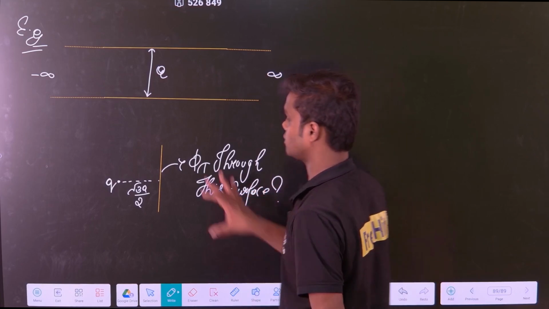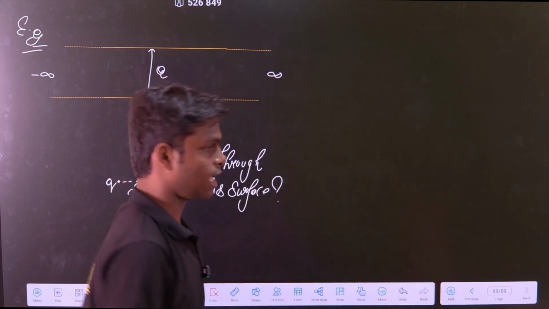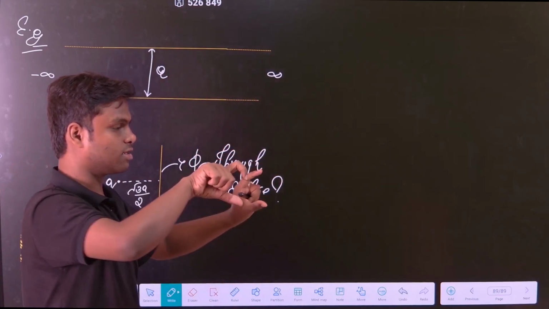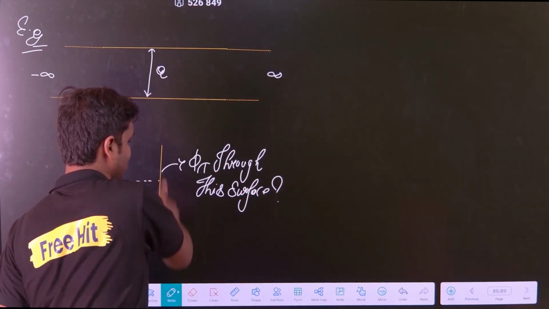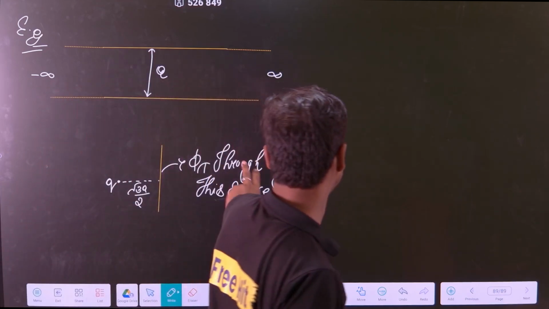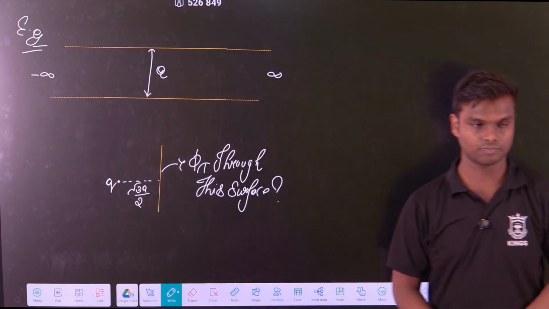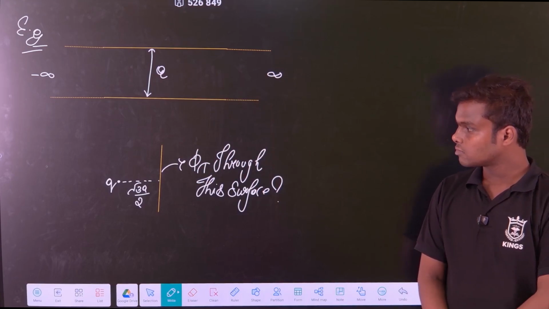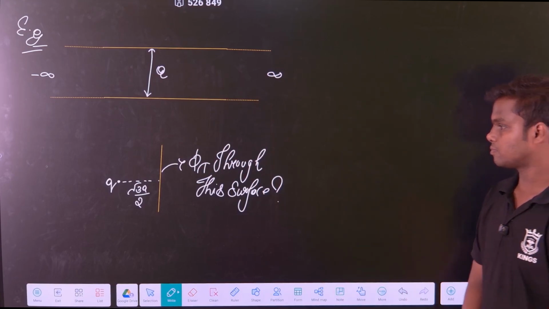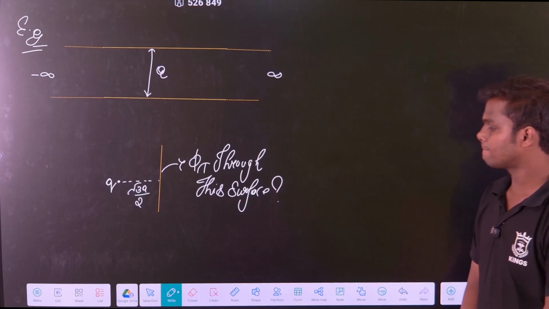How to calculate the flux through this surface? Basically, try to understand. I have taken this sheet and kept it in this manner. Correct? So that's why you are able to see only this thing. The side length is A. Now you have to calculate the flux through this surface. How to solve? Try it.